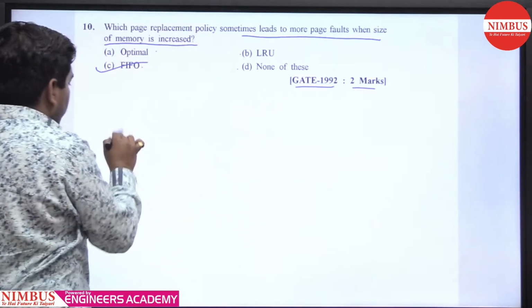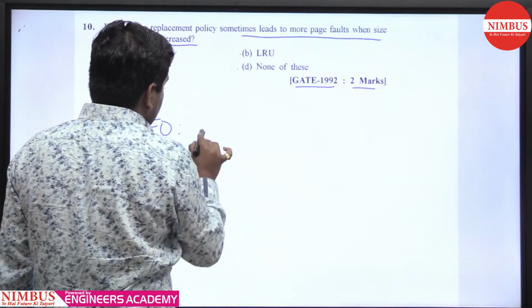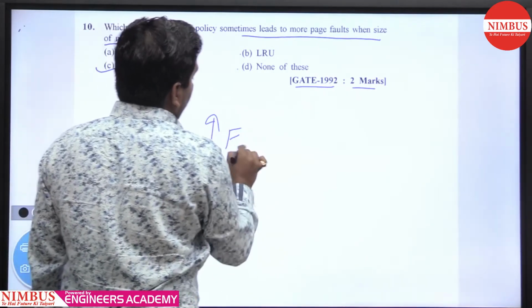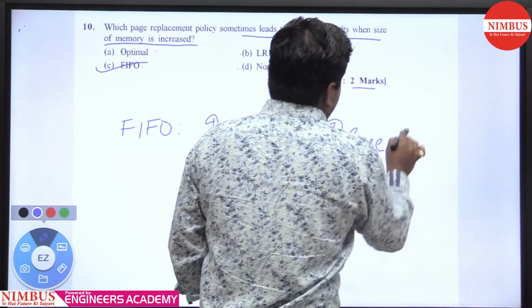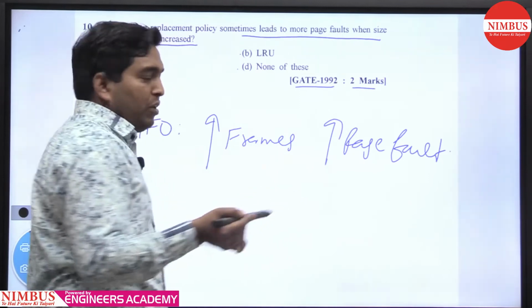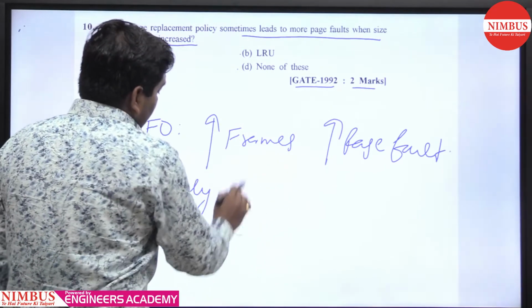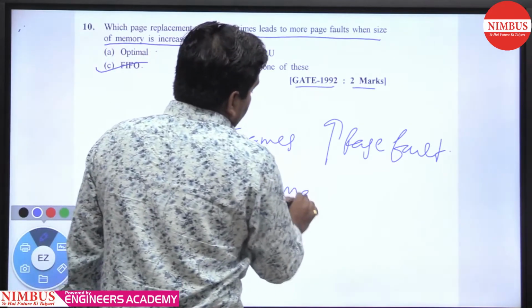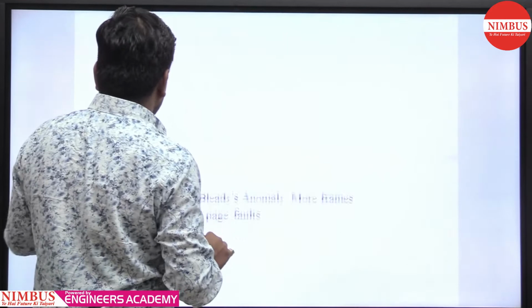So the answer is FIFO, because FIFO has one exceptional case: when we increase the number of frames, the page faults will also increase. This is not applied for all strings. This is applied for a particular string, and that concept is called Belady's anomaly. Belady's anomaly. Getting my point? So FIFO is the right answer.